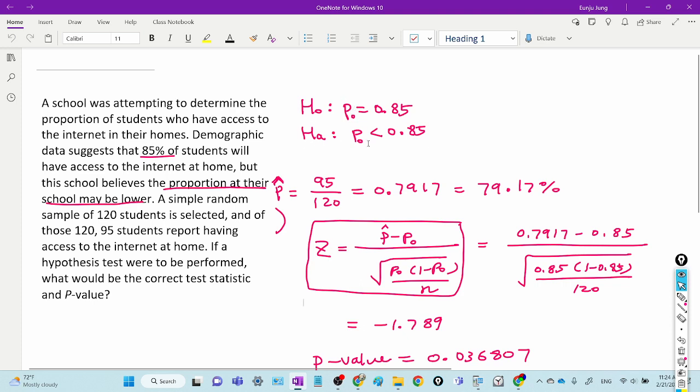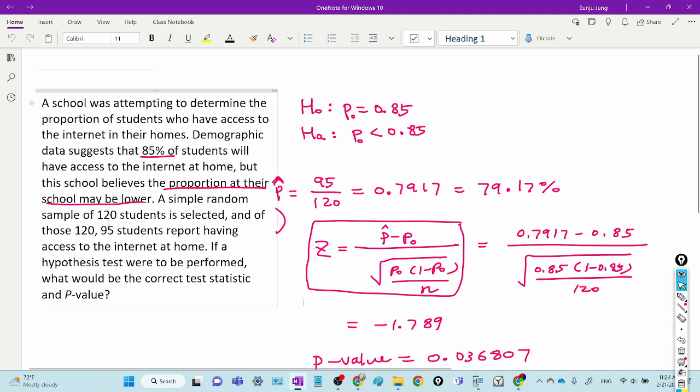Alternative hypothesis, you have choices. You can go with not equal to or greater than or less than. Always we go with the context. So let's look at this context. But this school believes the proportion at their school may be lower. So we go with the less than 0.85.